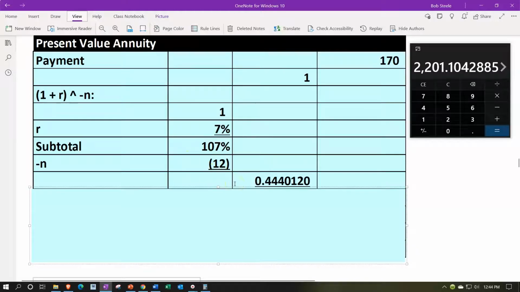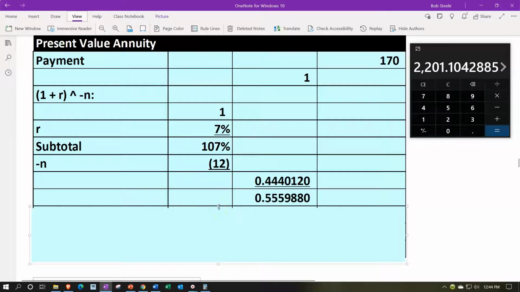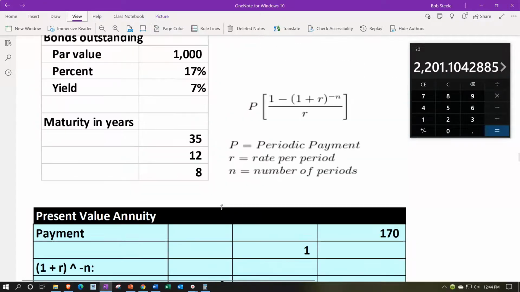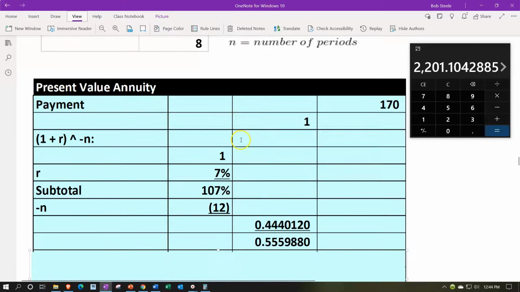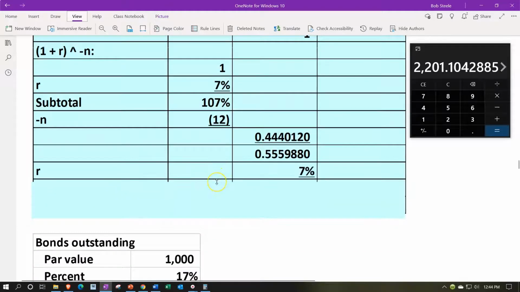That gives us 0.44400120. Then we're going to take the 1 minus that, which gives us 0.5559880. That's the num, or the numerator, in our formula. Then we're going to take that divided by the denom, or the denominator, which is 7%, same as we had last time.